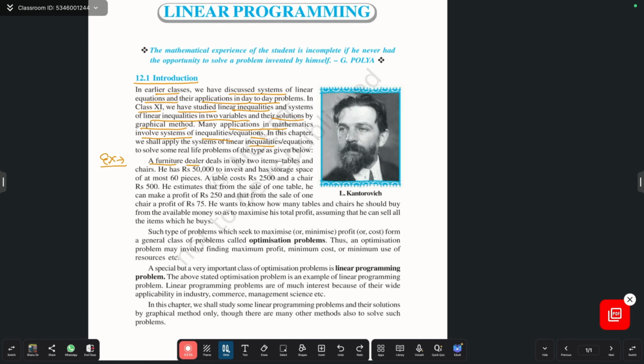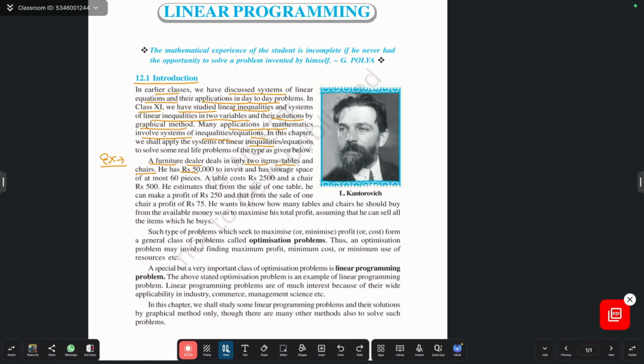Suppose a furniture dealer. Suppose you are the furniture dealer. You are dealing with furnitures. A furniture dealer deals in only two items: tables and chairs. Now imagine yourself. You want to set up a business, and you decided that you will deal only with two things, either tables or chairs. But you have only 50,000 rupees initially.